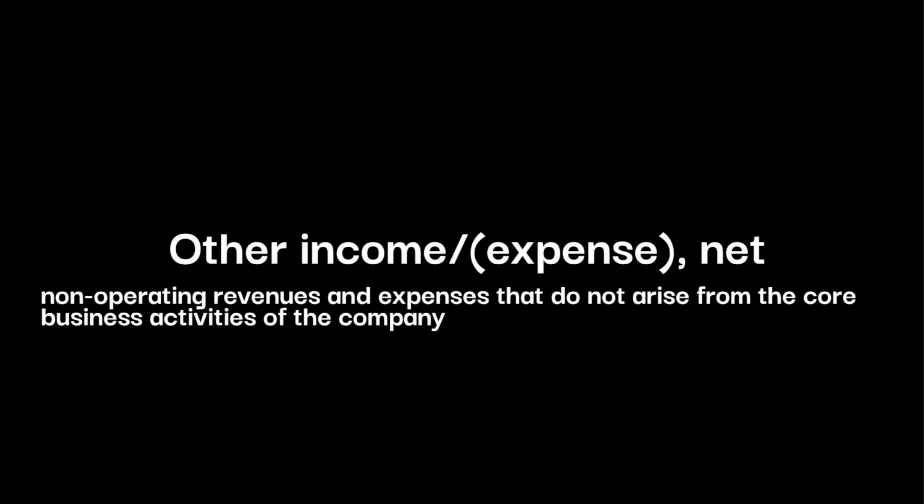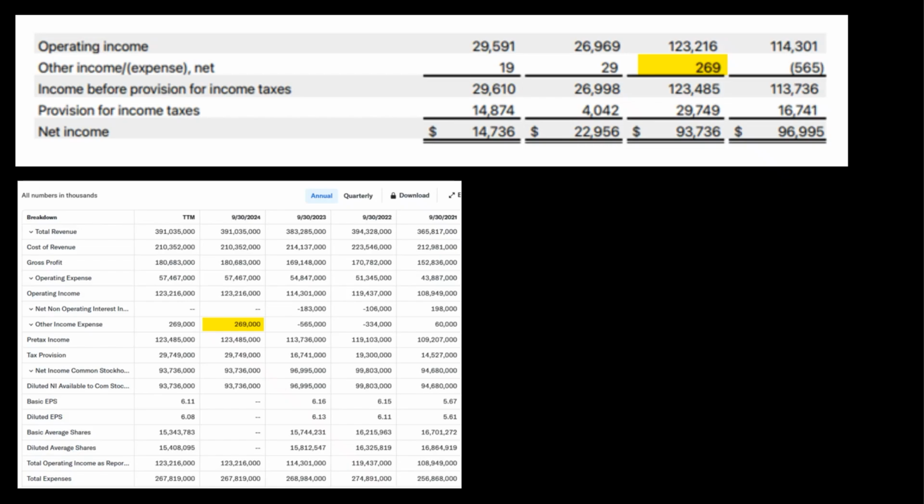Next, we're going to take a look at other income expenses net. So this is non-operating revenues and expenses that do not arise from core business activities of the company. And you'll see over here, it's labeled as 269, which is a tiny number based off of everything else on this income statement. Although it is still quite a large number if you think about it again, 6 zeros to the very end of that.